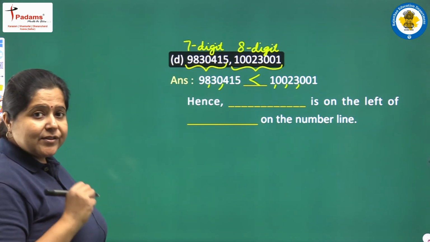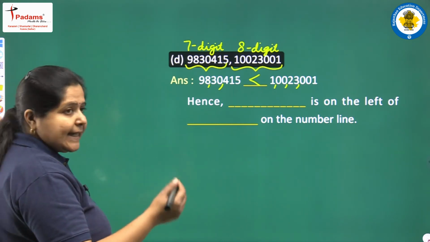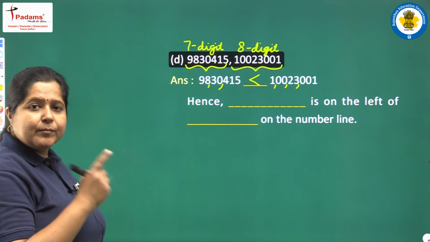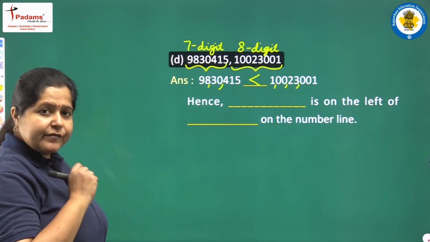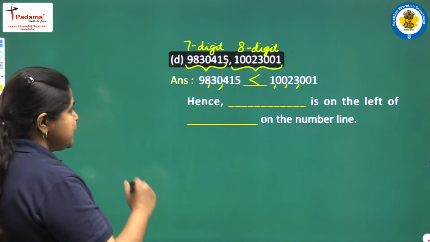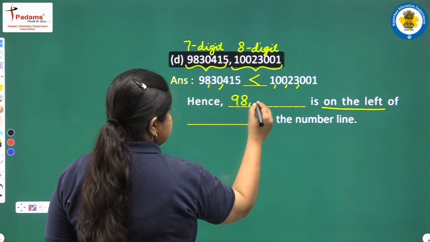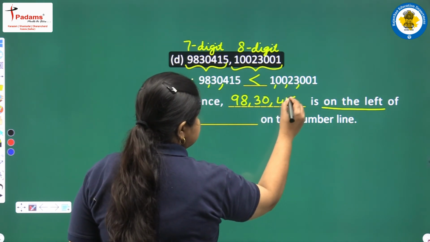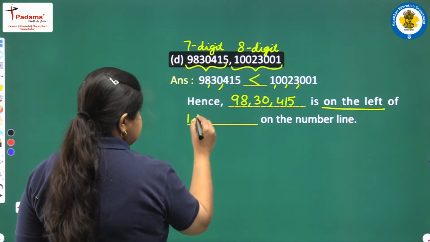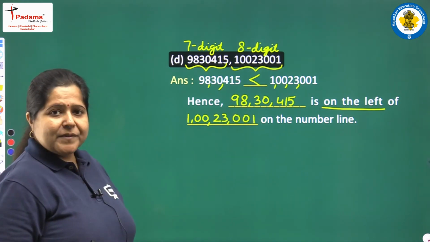98,30,415. Now, the question arises which number will lie on the left side of the number line and which will lie on the right side. Clearly we know that the smaller number lies on the left side and the greater number lies on the right side, because when we move from left to right on a number line, the numbers are written in increasing order. So, which will lie on the left side? The smaller one, which is 98,30,415. This will lie on the left side of this greater number, which is 1,23,001. So, I hope this is clear to you.